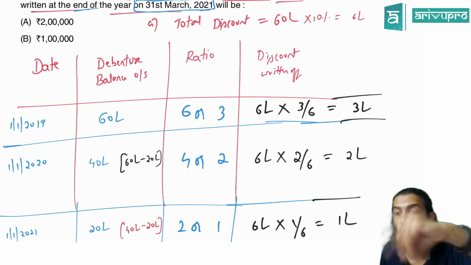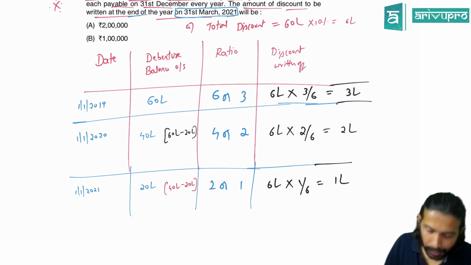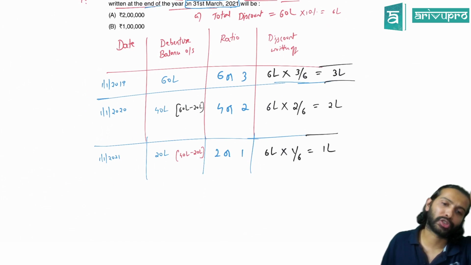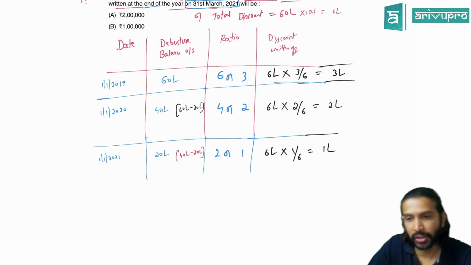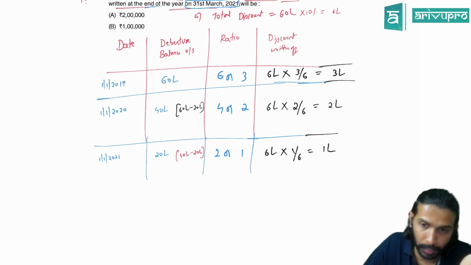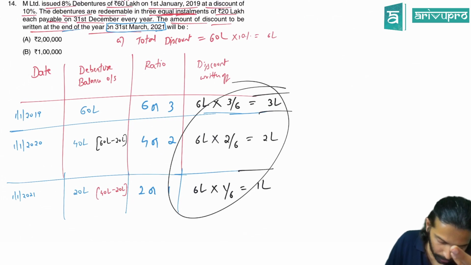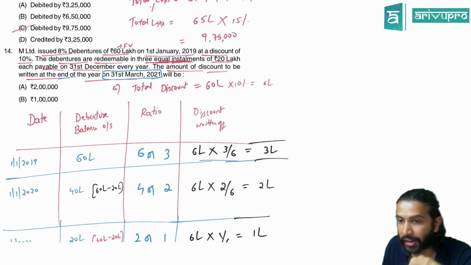What you are thinking could be right when the company repays the debenture in one installment. Meaning they are not cancelling the debentures in installments. We have done that problem also, if you remember, some MCQ question. We have not done all this drama. Straight away we have written 6 lakh divided by 3.